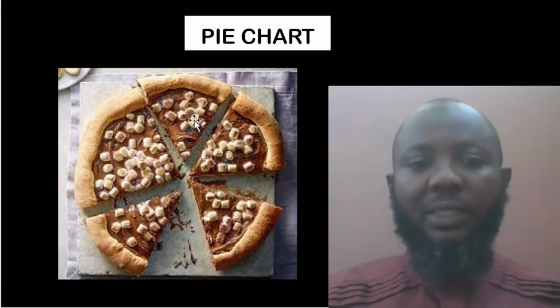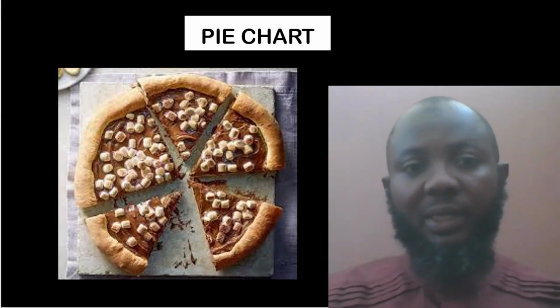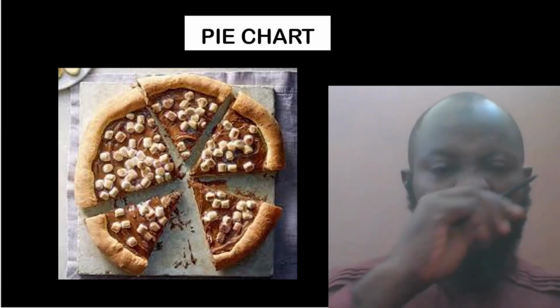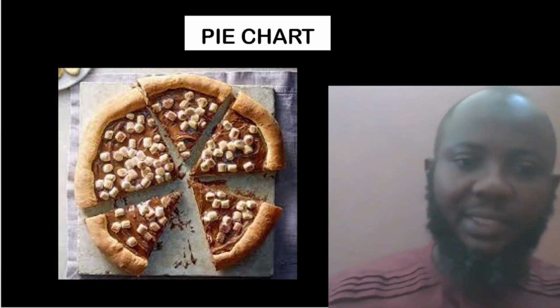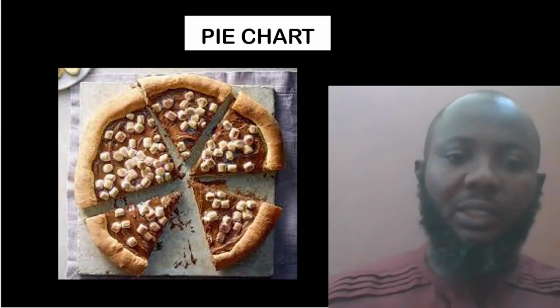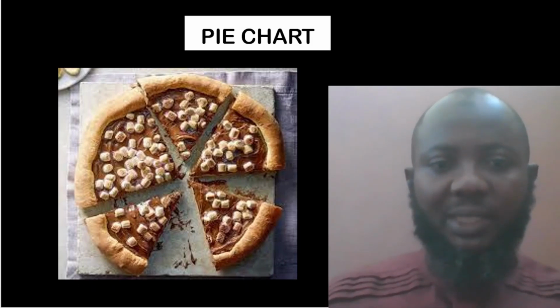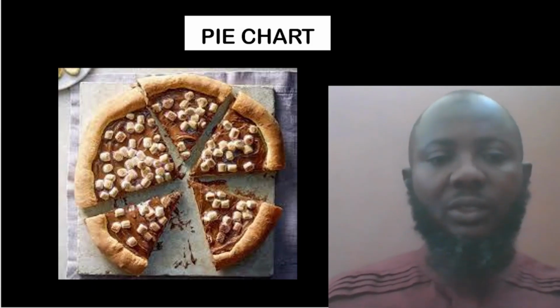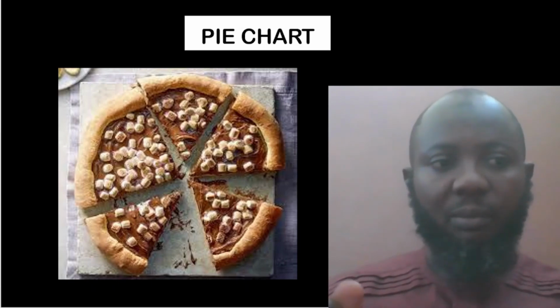So when we talk about a pie chart, if you look at the image you have on the screen here, you can see this is a pizza which has been divided into different sizes, right? So this is when you present data or information in a circle, and each category of the information or the data is represented by a slice. That is what is referred to as a pie chart. We're still going to look at the meaning before we say it.